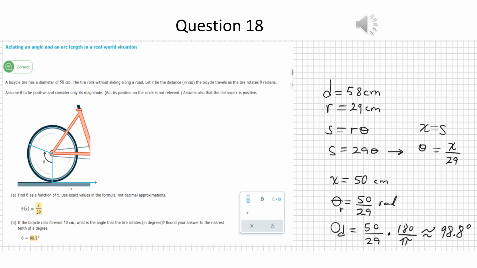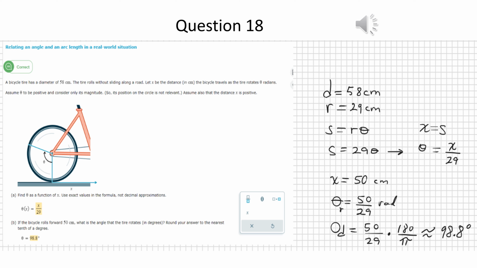Okay, this is a bicycle problem. The information given is the diameter of the wheel, 58 centimeters. Therefore, the radius, a half, is 29. One more piece of information is given. First of all, I want to find the function stating the relationship between x, the displacement, and linear units. In this case it is centimeters.